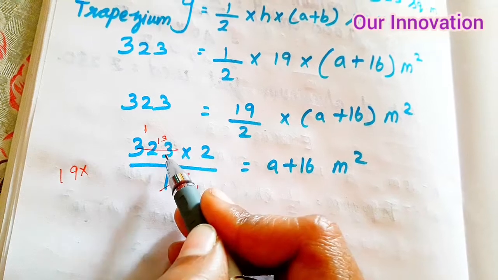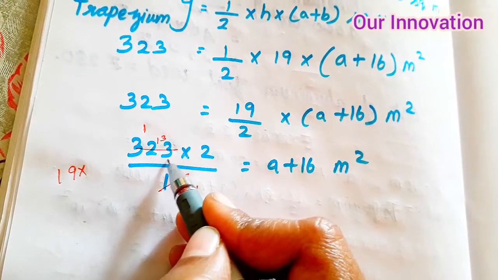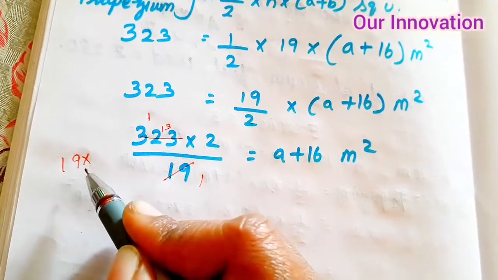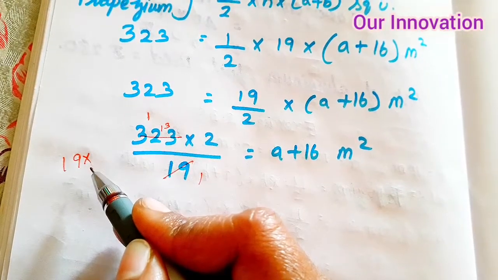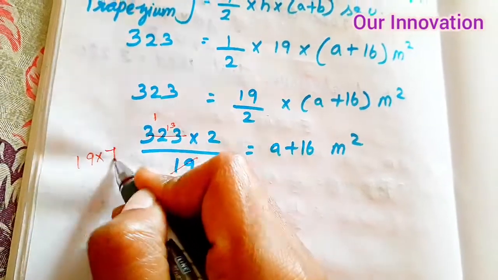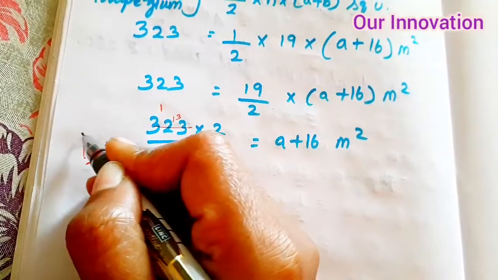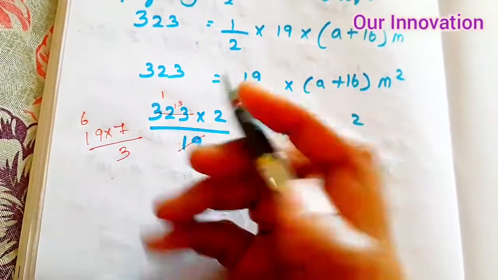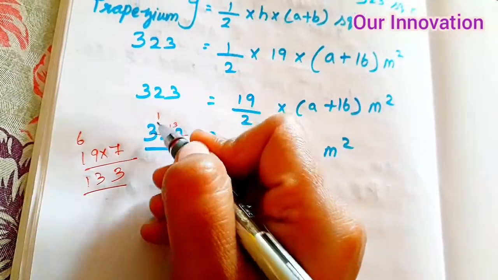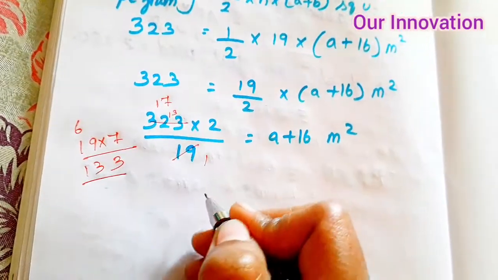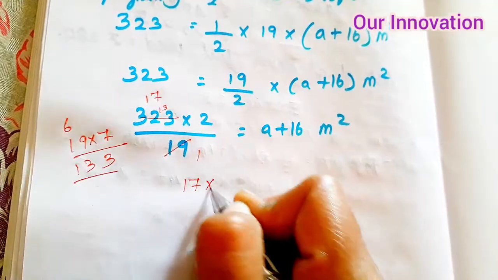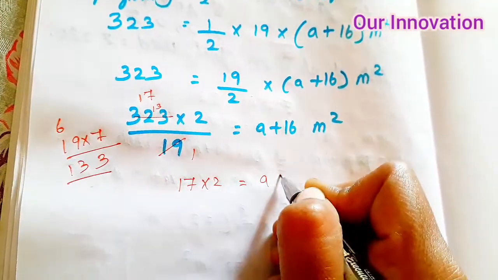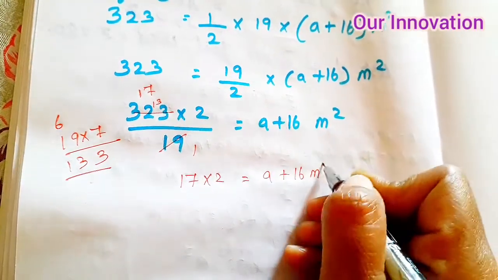Students, now you have to say it up to 133. The ones digit is 3, so what number multiplied with 9 gives 3? 9 sevens are 63, so write 3 and carry 6. 17 sevens are 119, and so we reach 133. So it is 17. Now 17 into 2 is equal to A plus 16 meter square.